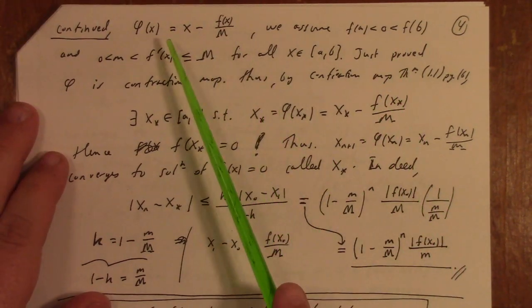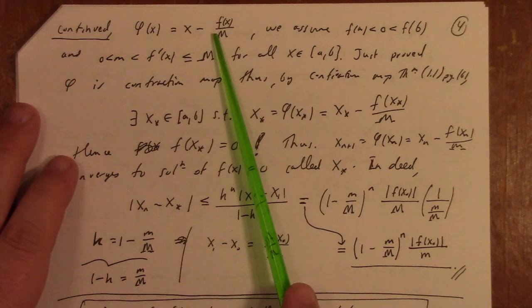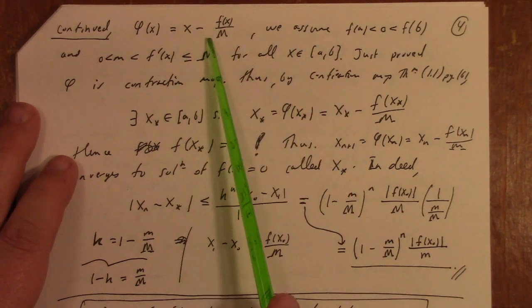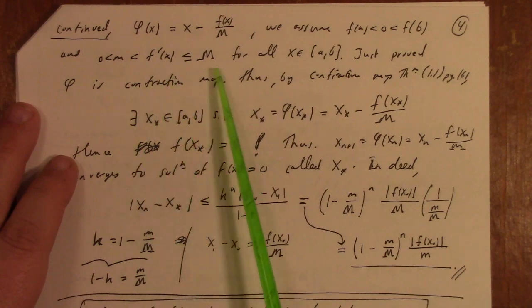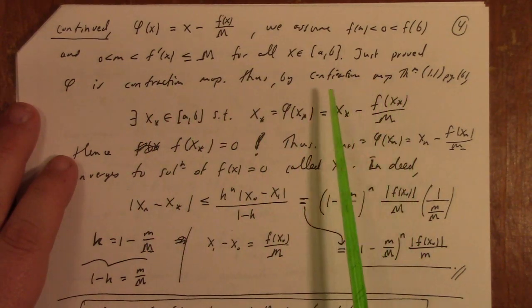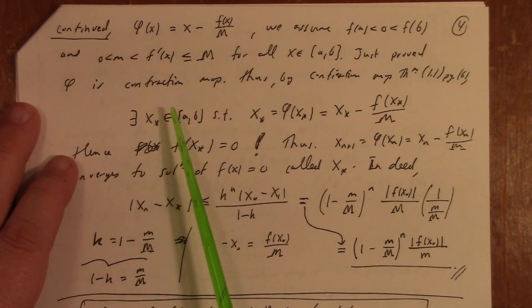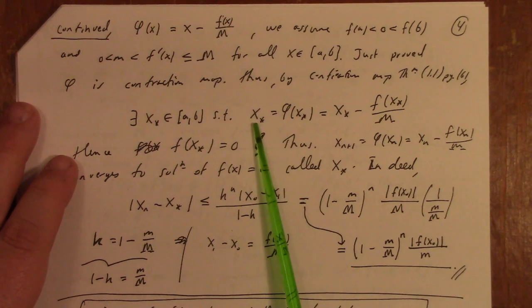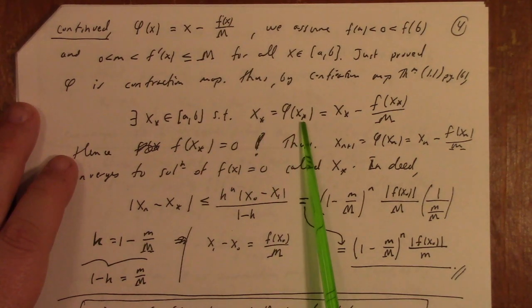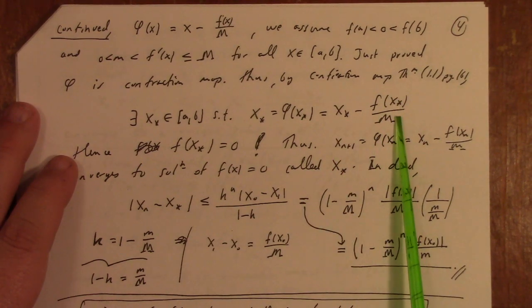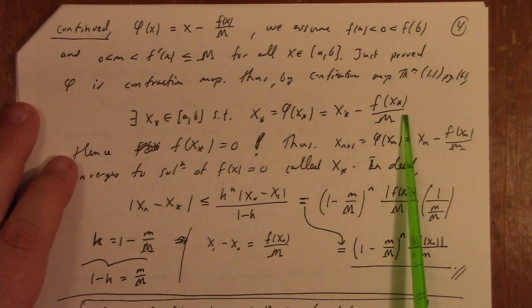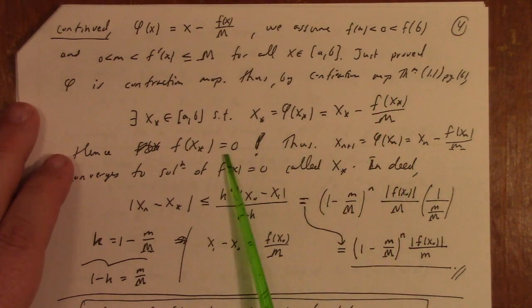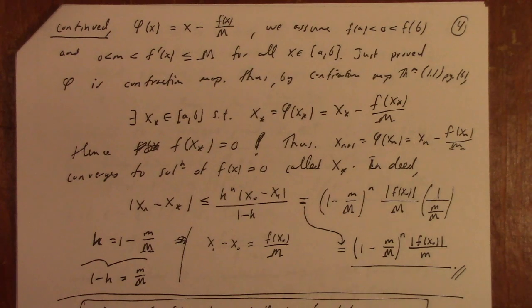And all right, so this is our alleged contraction map, and we proved it's a contraction map, and we've assumed all this. Now what do we get? So the contraction mapping theorem applies. That means we get a fixed point. What does that fixed point do? Well, x star equals phi of x star, which is equal to x star minus f of x star over M. Well, what does this mean? That means that f of x star must be 0, which is what we were trying to find a solution to. Voila.